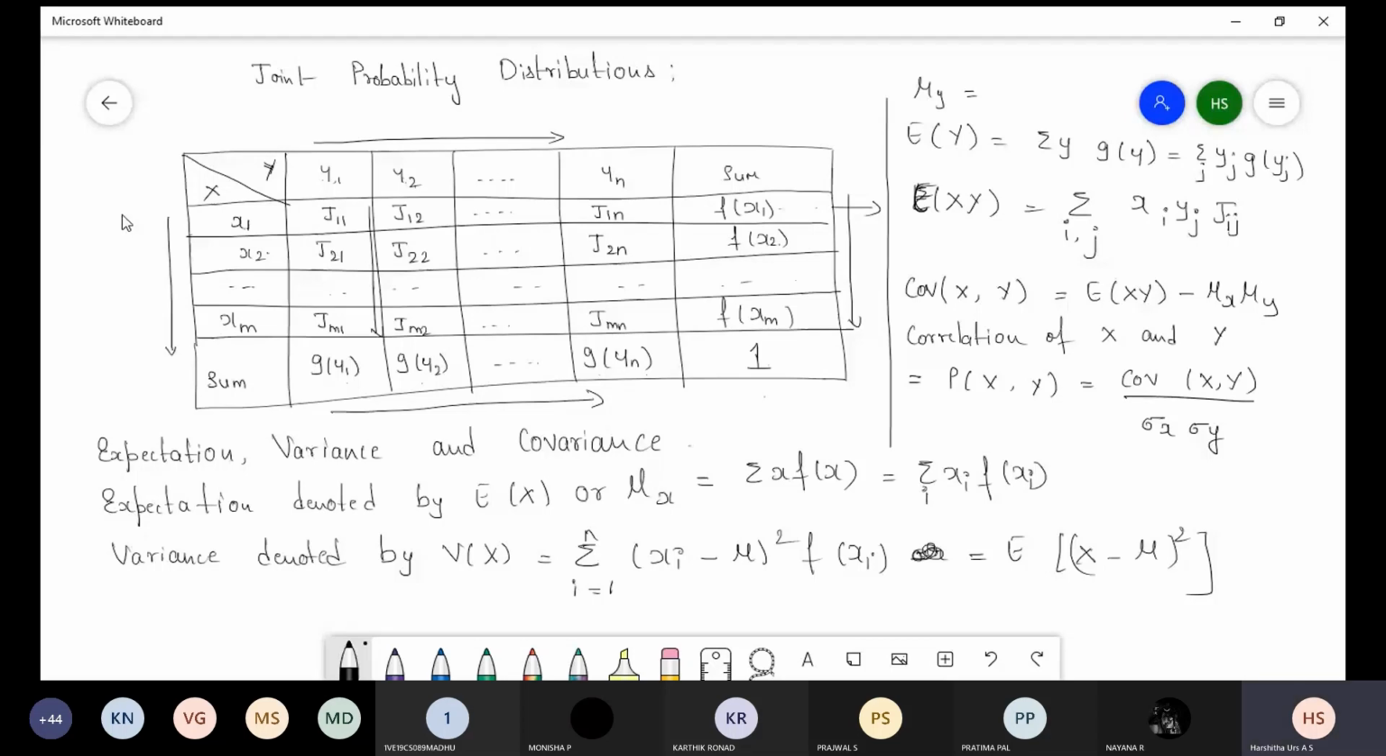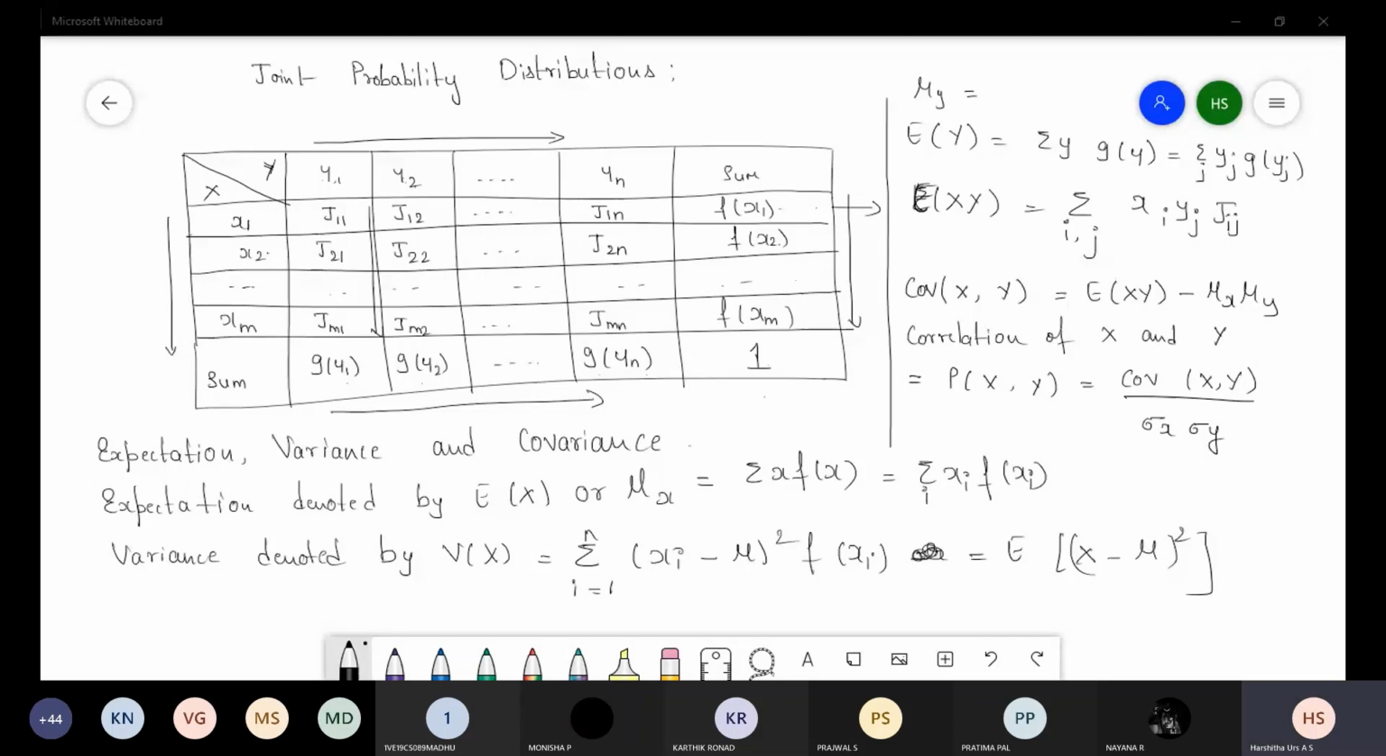Yes, these are the formulas we are going to use in the joint probability problems. Yes, if you have any doubt.